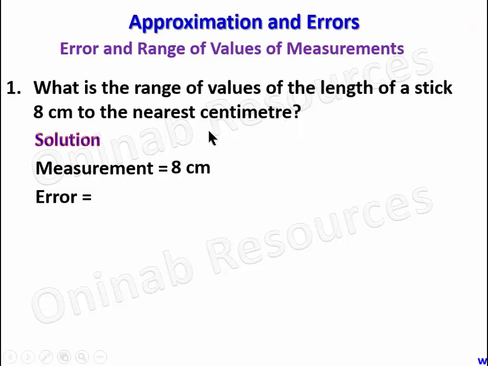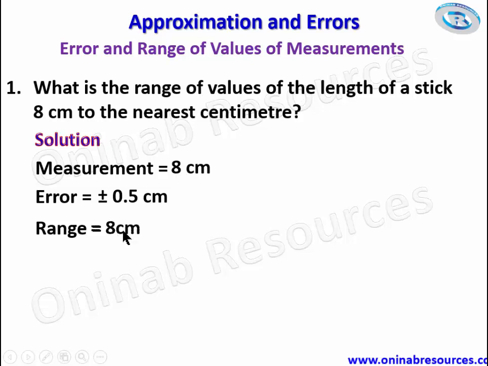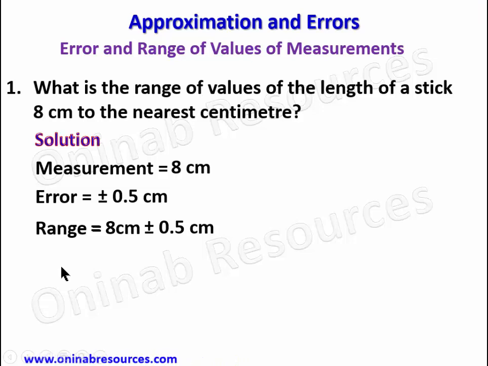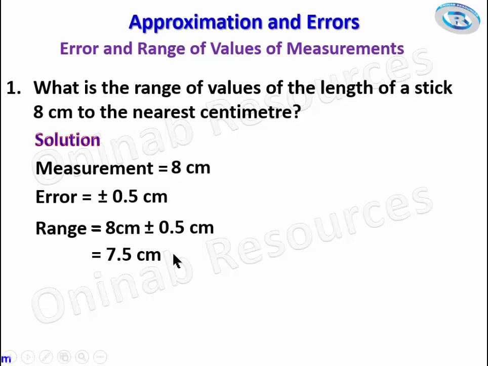So we look at it as 1. That 1 now is going to be divided by 2, which will give us 0.5. So the error is going to be plus or minus 0.5 centimeters. Okay, now we look at the range of values now. The range of values is going to be 8 centimeters plus or minus 0.5 centimeters. So that we now get our range of values to be 7.5 centimeters and 8.5 centimeters.